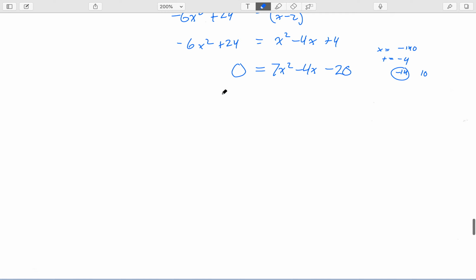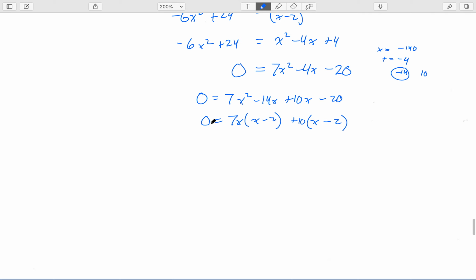Now, let's do this. 0 is equal to 7x squared. I'll put the 14 beside here. Minus 14x. And then the plus 10, plus 10x, minus 20. So here I can factor out 7x, bracket, x minus 2. Here I can factor out plus 10, bracket, x minus 2.